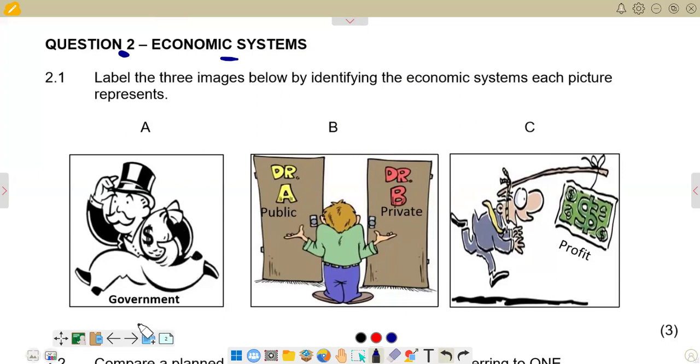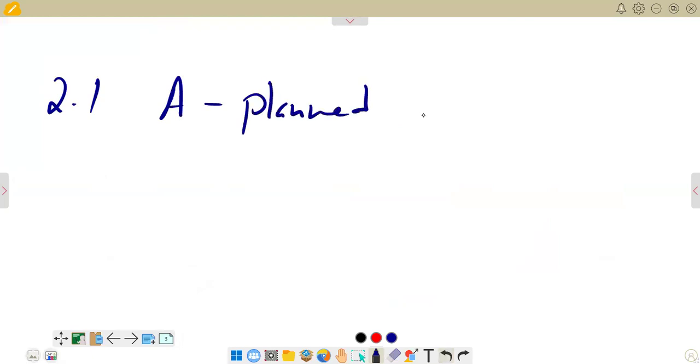So on 2.1, we are now answering the question. If you go to 2.1, we are saying A is representing the planned economy. Then we go to B, and let's try to see what B is representing there.